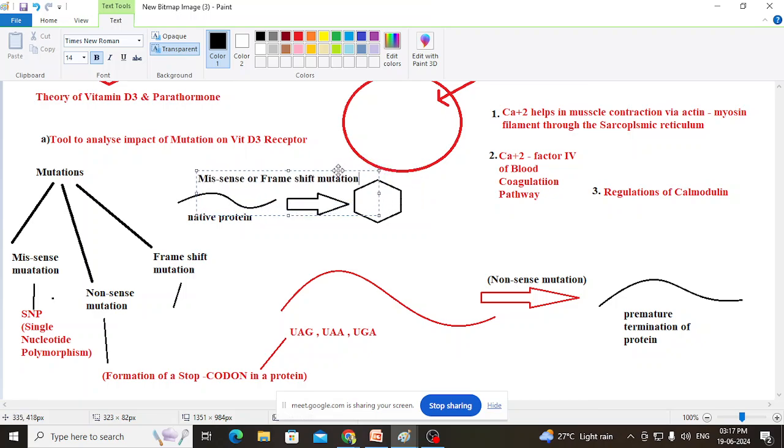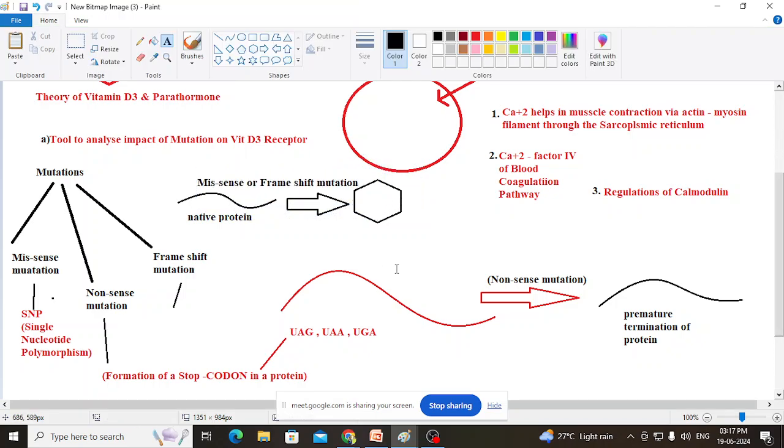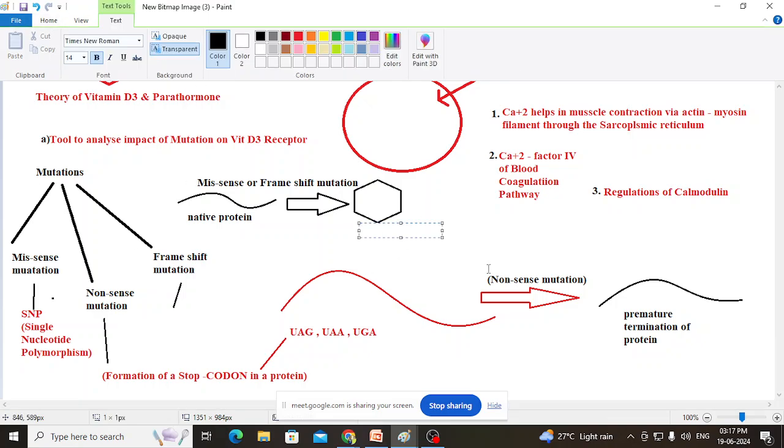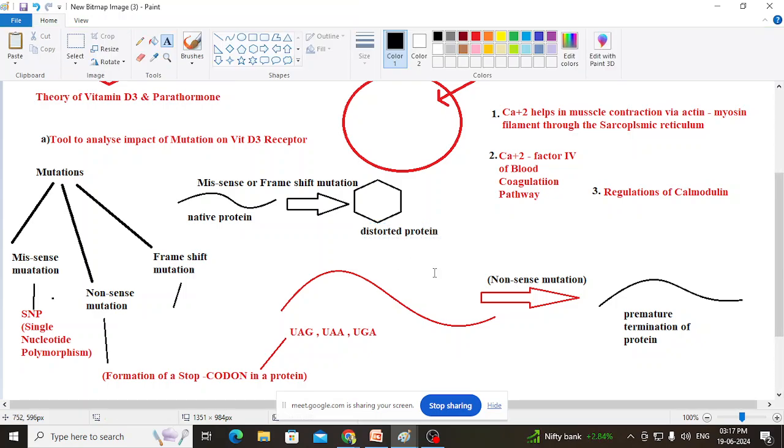just hold on. So this is the impact, and it forms what? It forms a completely distorted protein. The protein will be formed, but it will be completely distorted. Distorted means there will be no structural symmetry. So these are the impacts of what we call mutations. So frame shift alteration will lead to this.